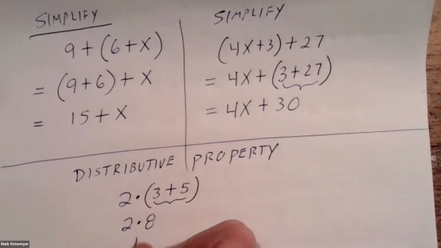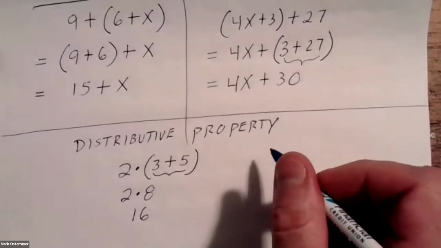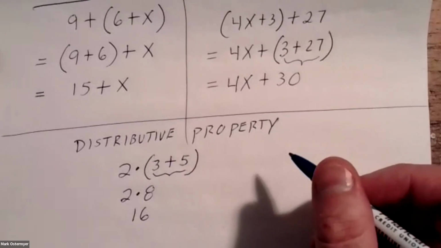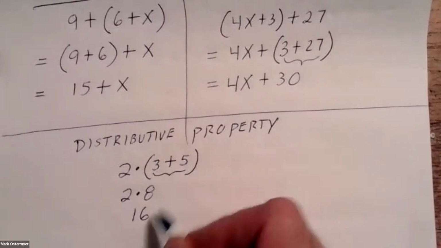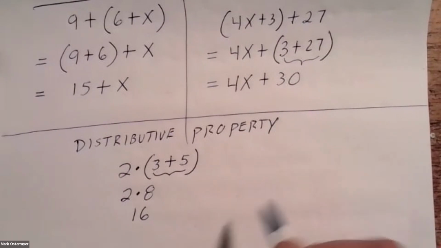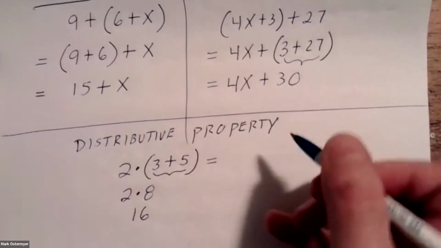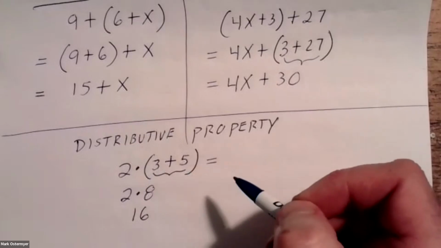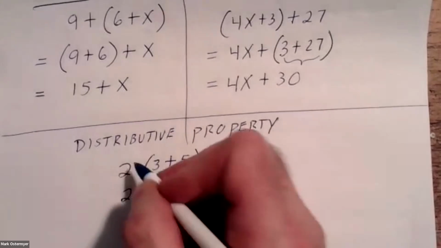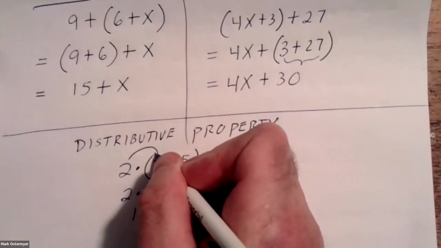And 2 times 8 gives me what? 16. Well, ladies and gentlemen, there's a property in mathematics, specifically algebra, called the distributive property that enables me to get the same answer of 16, but by doing things a little differently. Here's what I could have done. Instead of adding the 3 and the 5 together first and multiplying by 2, I could have taken this factor of 2 outside the parentheses and multiplied it into both these terms inside the parentheses first.